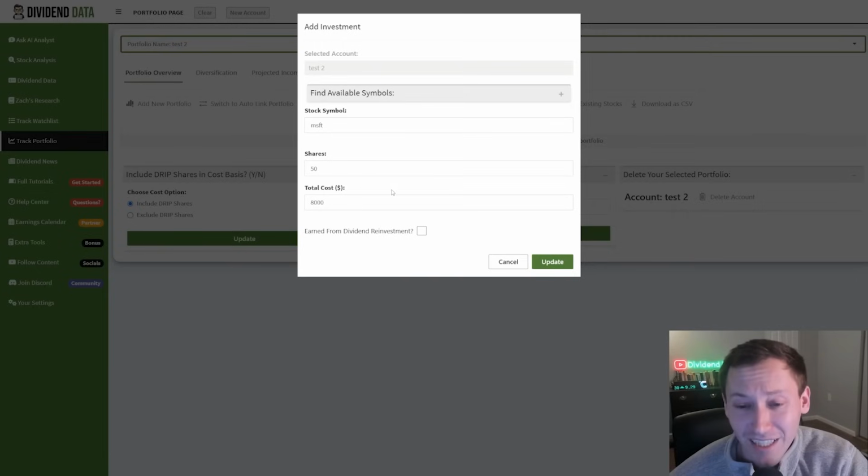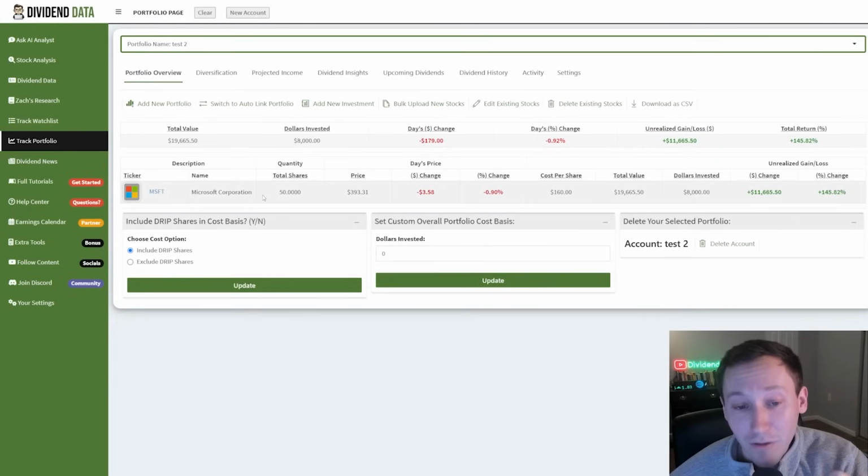Every time you add an individual investment, you want to check whether or not that came from a dividend reinvestment. But right now, let's say that these are your bought shares. So what you bought, click Update, and then you will see that Microsoft has been added to your portfolio. And if you only spent $8,000, that means you have a $160 cost per share. So you're up a good bit right now.